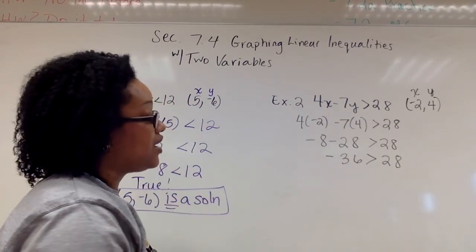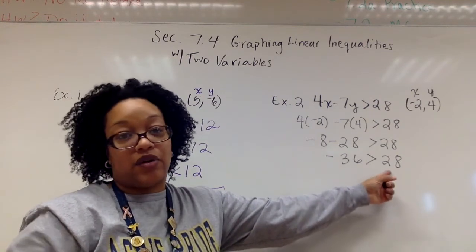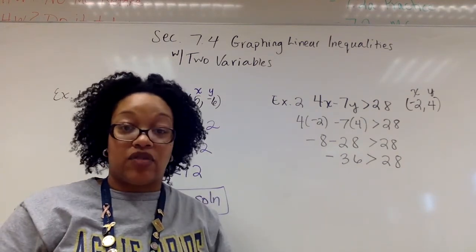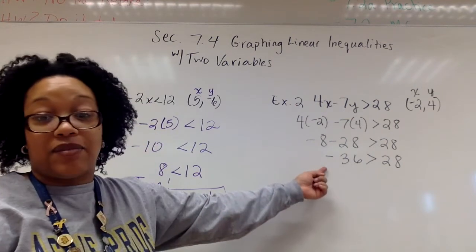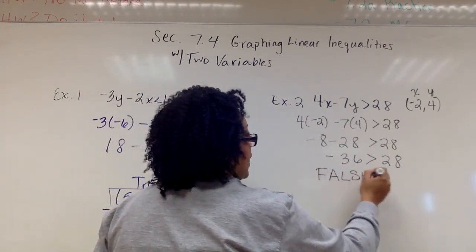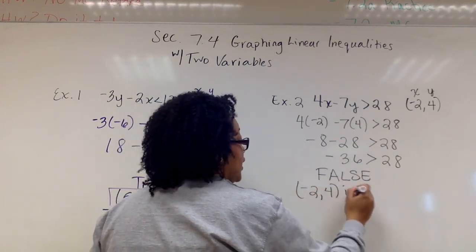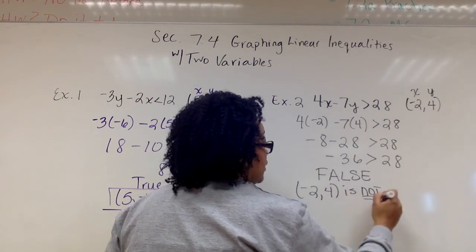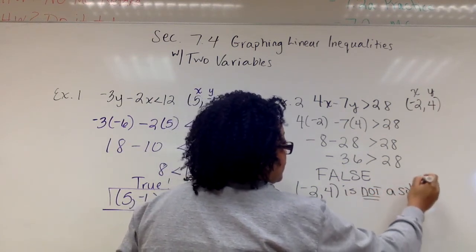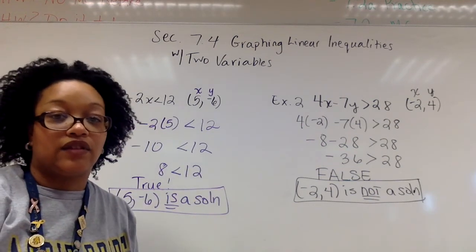Well, in this case, it's not. This is a negative number. This is a positive number. The positive number is always going to be greater. So this statement is false. And then you would write that that ordered pair is not a solution. Okay? There you go. It is not a solution.